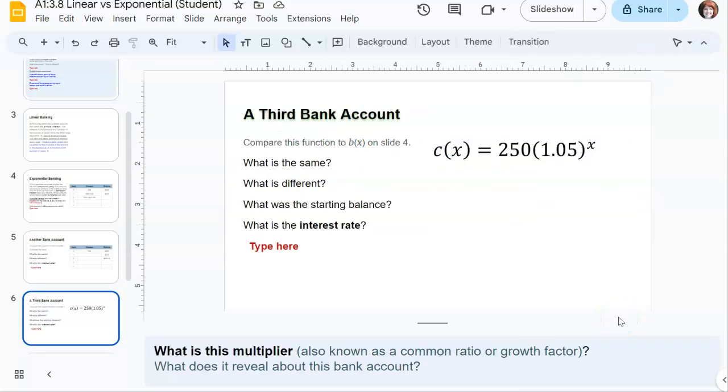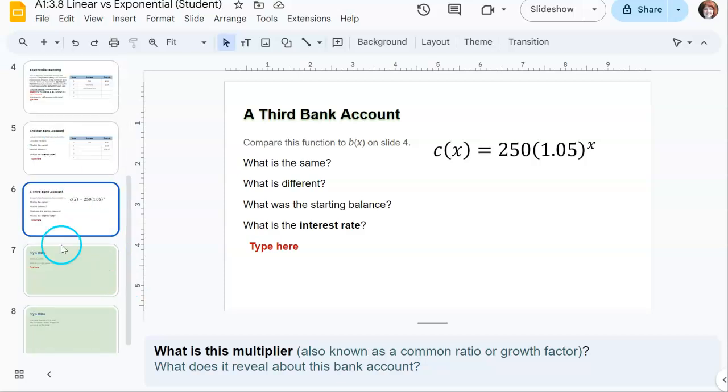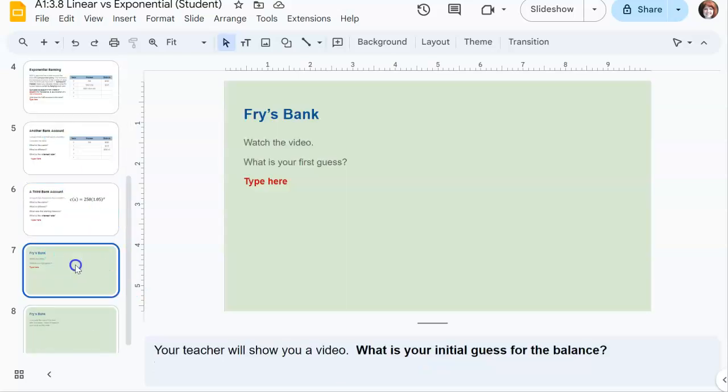All right, a third bank account. This time they're given an equation, and this time I'm asking them what's the same, what's different, what was the starting balance, what was the interest rate, what is the multiplier. We also call that a common ratio or growth factor. Now that's it for the slides.